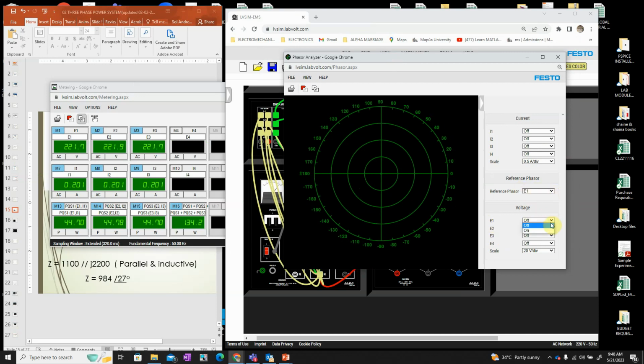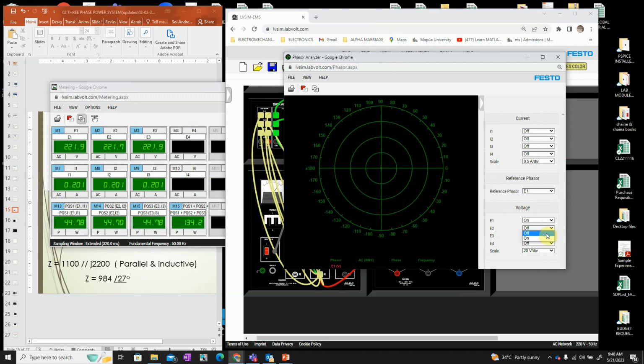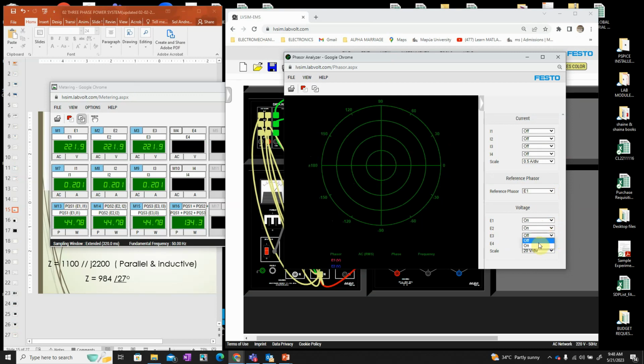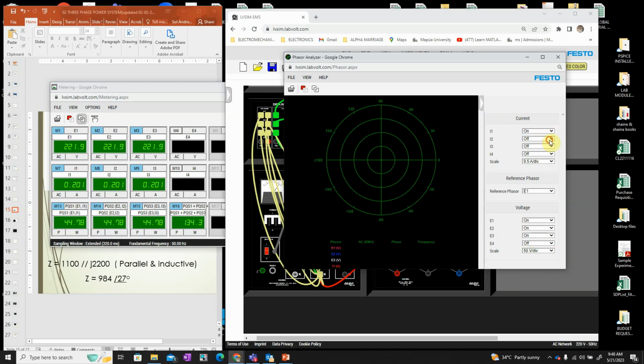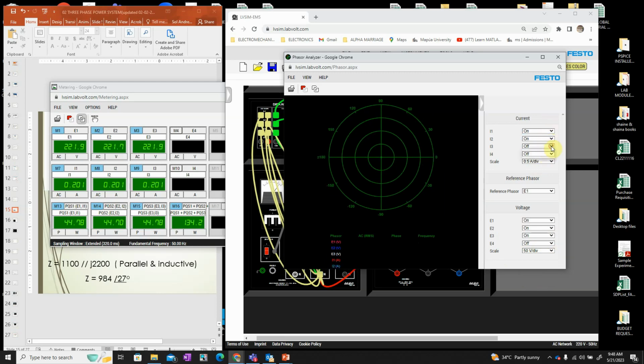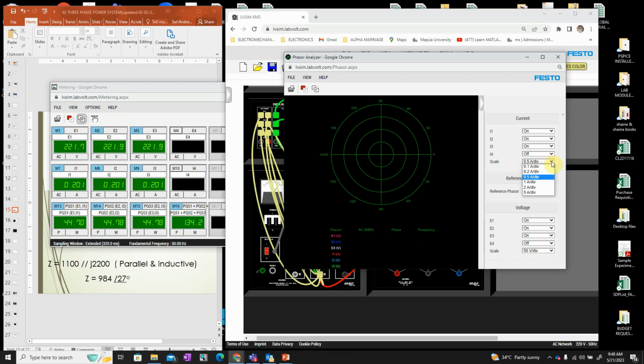E1 here, it must be switched on, right? Here also switched on. E2, E3 must be switched on. And let us put the scale. We're talking about 220 volts, so we can use, let's say, around 50 volts per division. It's a good scale. Now I1 should be on, I2 should be on, I3 should be on. Let us go for scale 0.1, right? So now let us try to click continuous refresh.